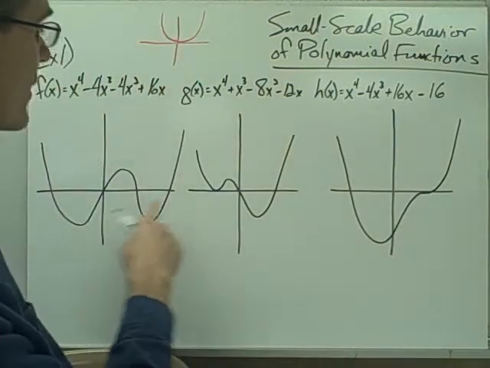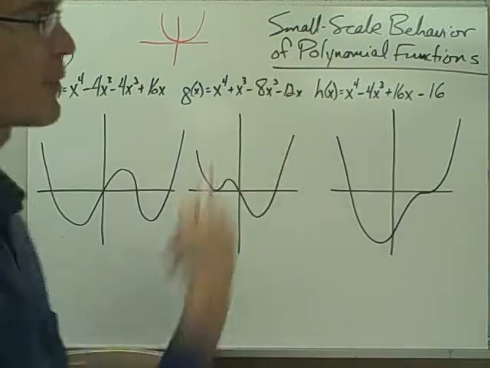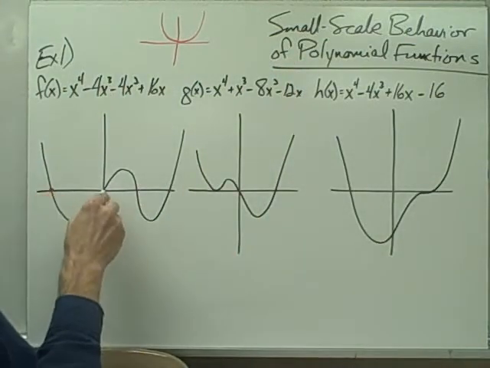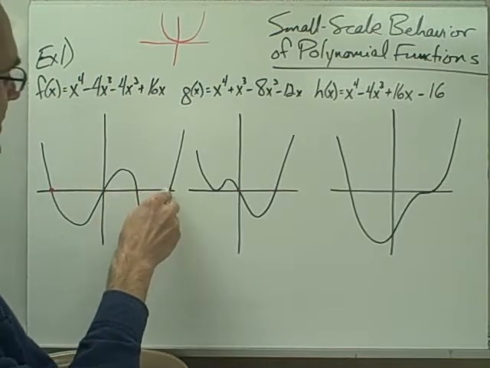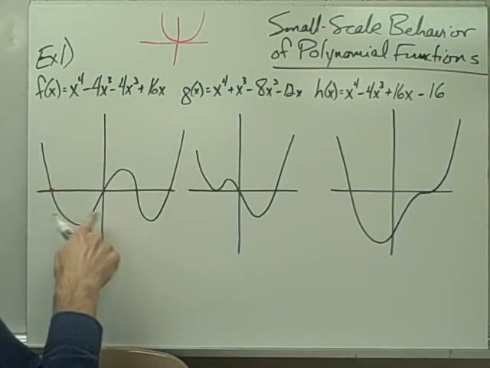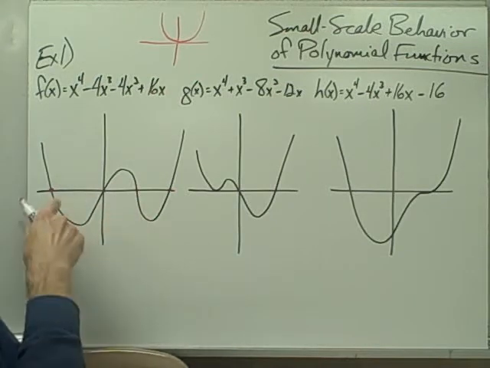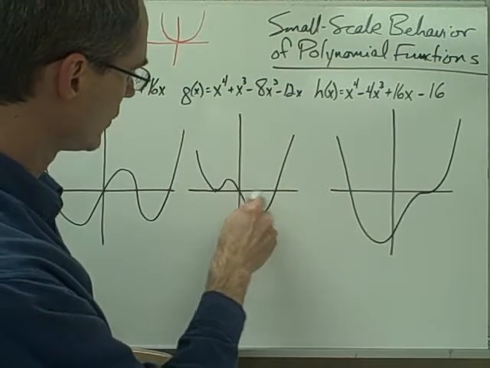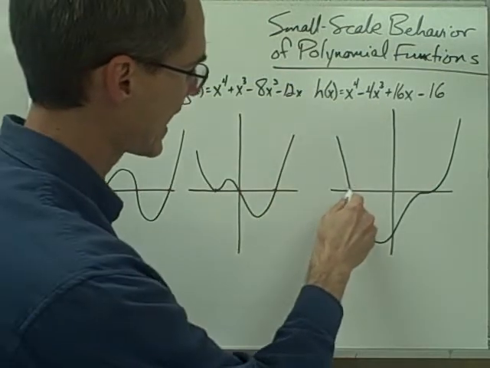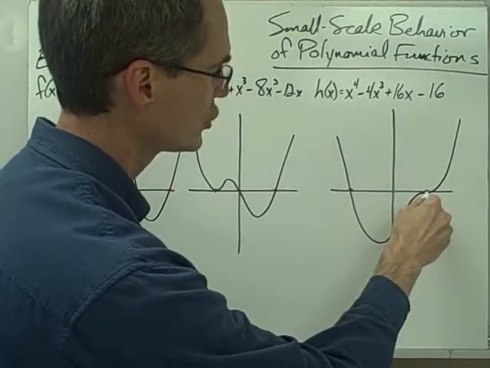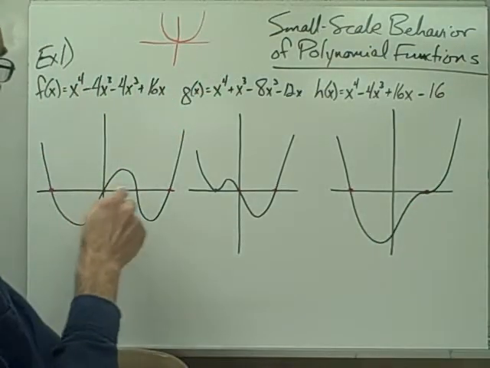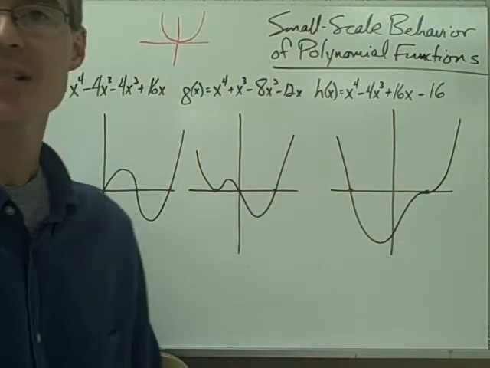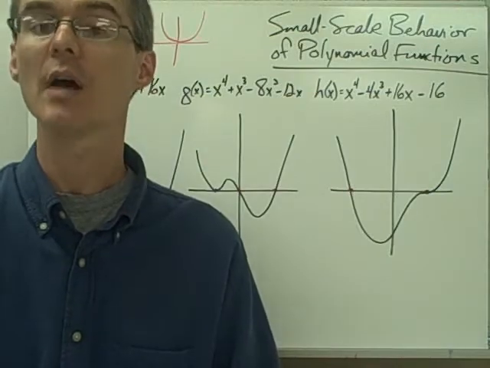Now, one of the things that we're going to be looking at with regard to small-scale behavior of polynomial functions is where these functions touch or cross the x-axis. I can see for f of x, this touches or crosses the x-axis in 1, 2, 3, 4 places. This one in 1, 2, 3 places, and this one in only 2 places. And these places where the graph of a function touches or crosses the x-axis are what we call the zeros of a function.